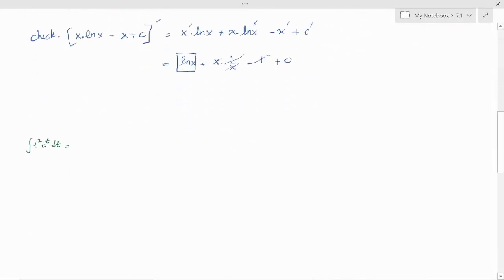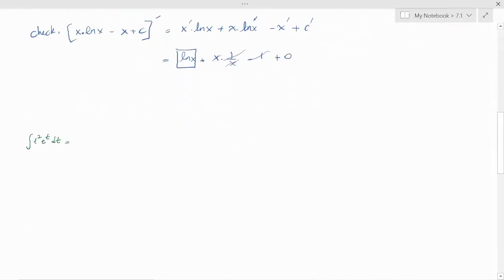Here's another one. Integral of t squared e to the t dt. So what do you pick as substitution? Again, for the integration by parts, you pick u to be, most of the time, the polynomial. So I'll pick u to be t squared. And I'll pick dv to equal e to the t dt.